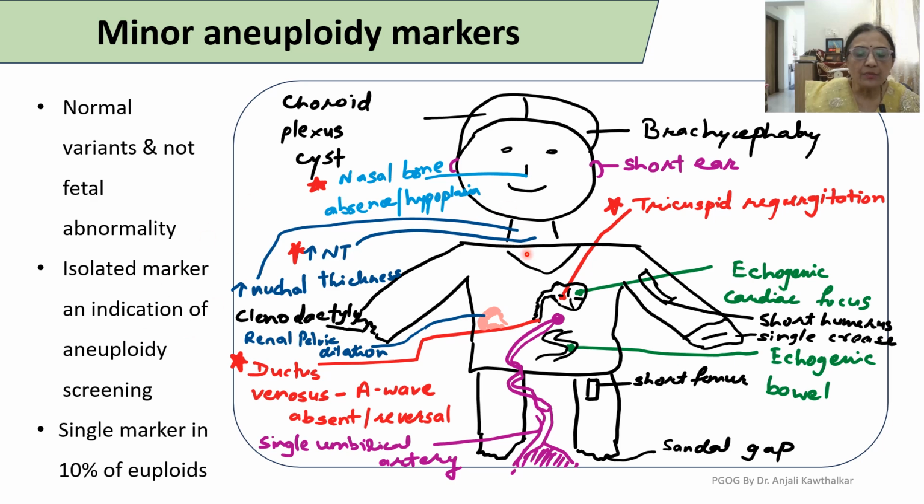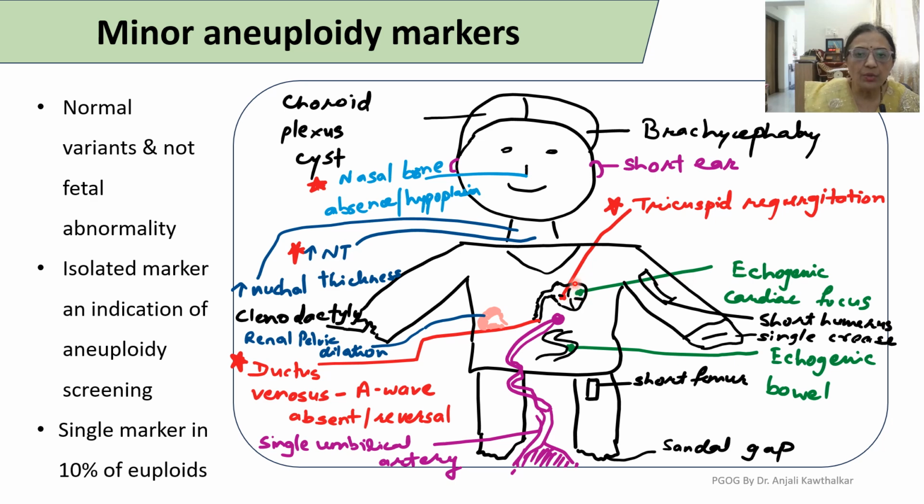If there are multiple markers found in the same fetus, then the risk of aneuploidy keeps on increasing. So how you remember is, for the brain we have two, that is brachycephaly and choroid plexus cyst. On the face we have absence or hypoplasia of nasal bone, or short ear. So ear and nose we can remember that way. In the neck region there are two, such as increase in nuchal translucency or, in the second trimester, increase in nuchal thickness. Coming to the chest region, in the heart we can have either tricuspid regurgitation or echogenic cardiac focus. In the heart also we have two.